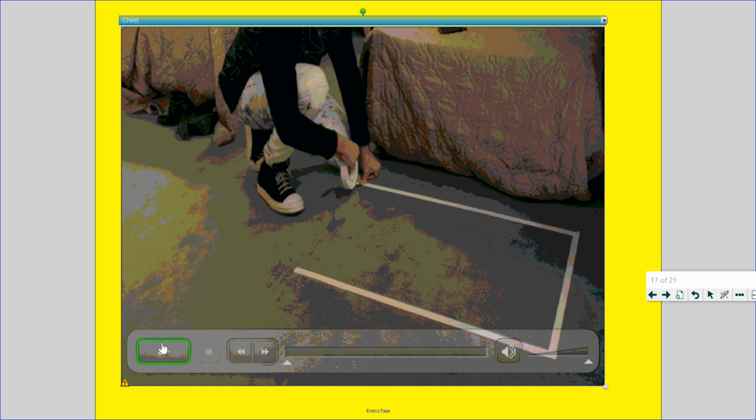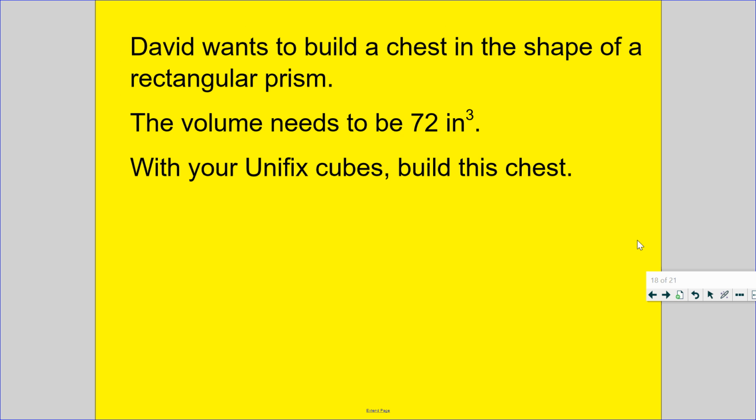So you are going to help David build a chest that has a volume of 70 cubic inches. Using your Unifix cubes, build this chest. So what would the dimensions be if you build this chest?